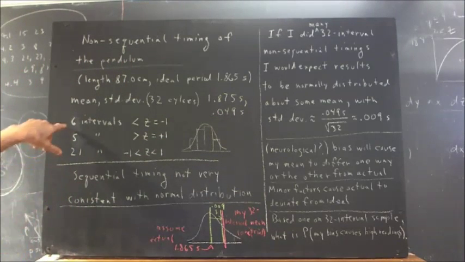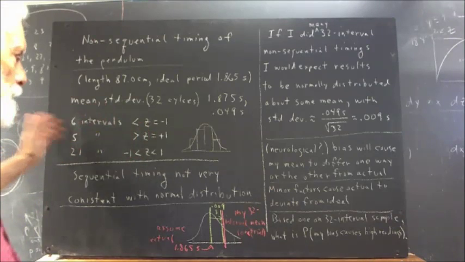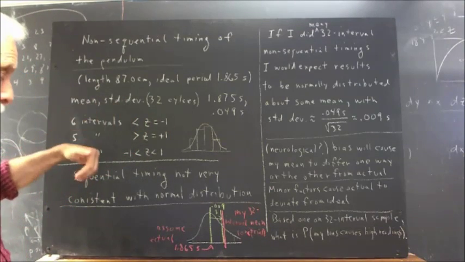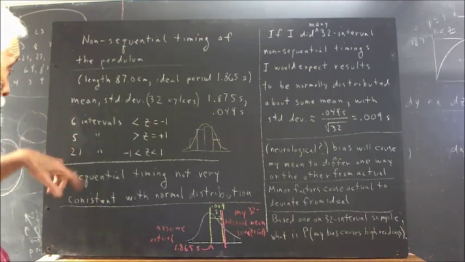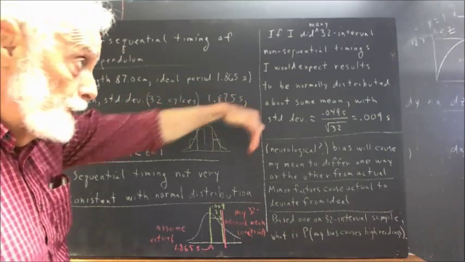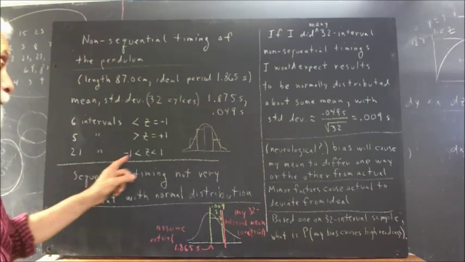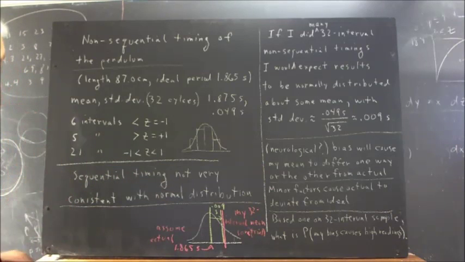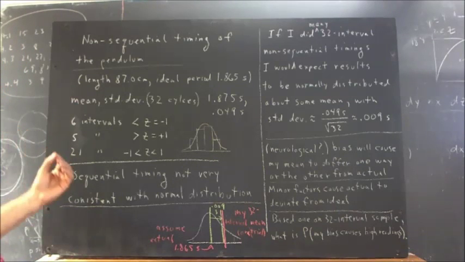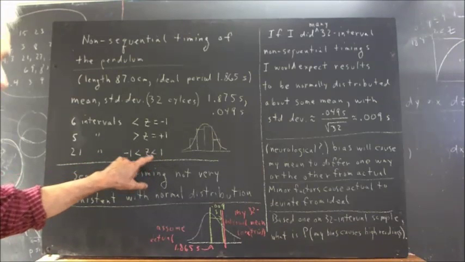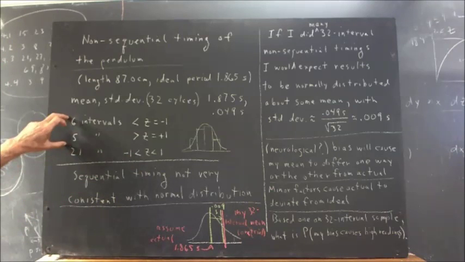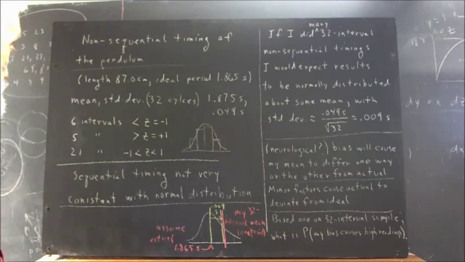6 intervals were more than one standard deviation below the mean. 6 of the intervals were more than one standard deviation on this side of the mean. 5 more than one standard deviation on this side of the mean. The other 21 were within one standard deviation. 21 over 32 is about 0.67. We expect 0.68 or 68% of our trials to be within one standard deviation, which was pretty much the case here, and the rest outside of one standard deviation.